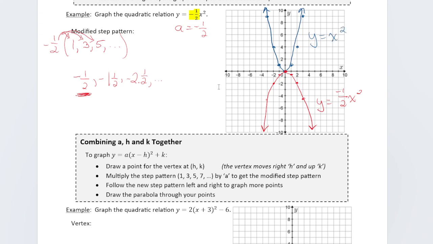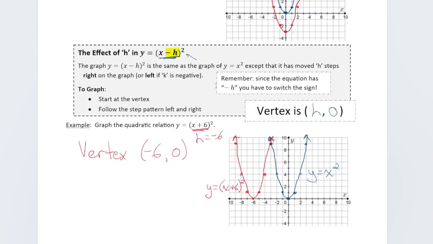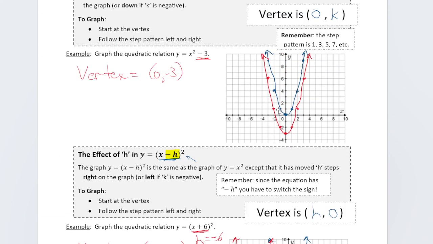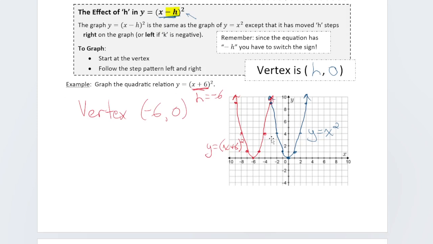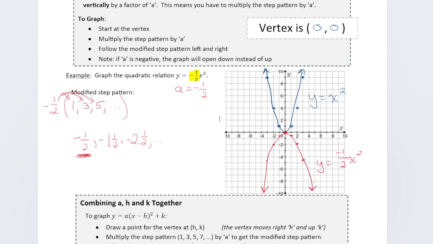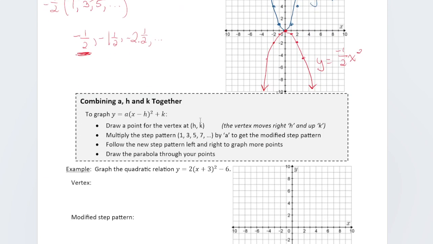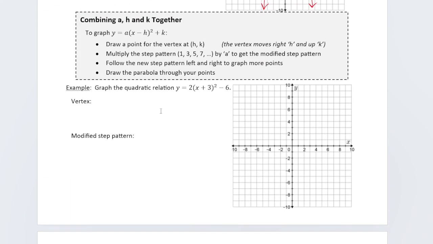Okay, so super easy when it's just k, you move it up or down. When it's just h, you move it side to side. When it's just a, you squish it or stretch it and maybe flip it if it's negative. But in reality, we're probably going to have to combine these together. So what about when we have all of these at the same time? Well, first, we have to figure out our new vertex. And it's really easy. It's just going to be h, k.